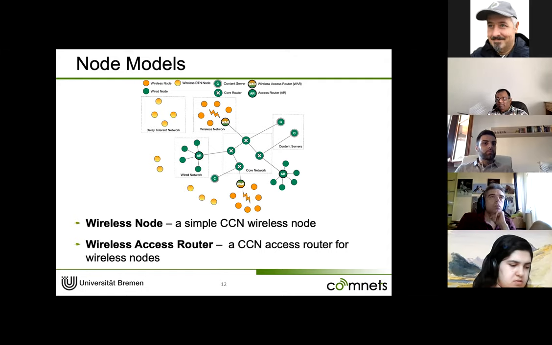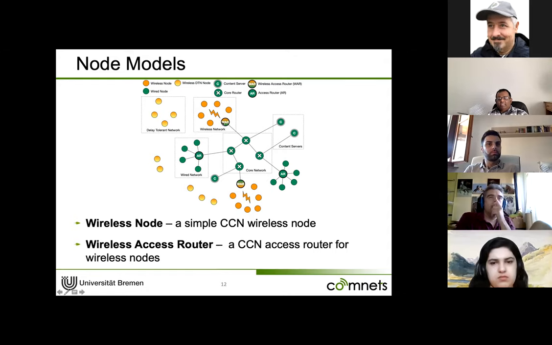And so this was the node architecture that I described. Now we have a set of different node models. You can see the orange ones are wireless nodes that have wireless transports. And then you have a node model called the wireless access router, which simply provides access to all these wireless nodes. They are all running the CCN protocol stack, but they're configured in different ways so that they can act as a wireless access router. And so these nodes can act as wireless nodes.